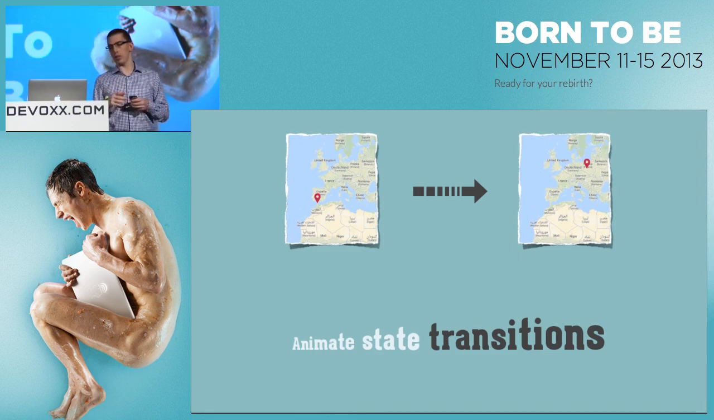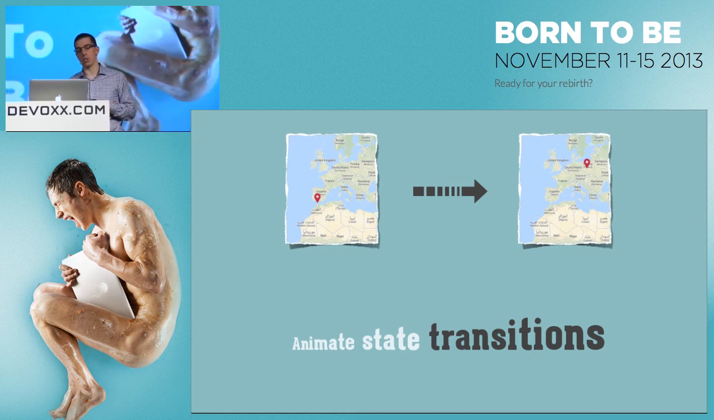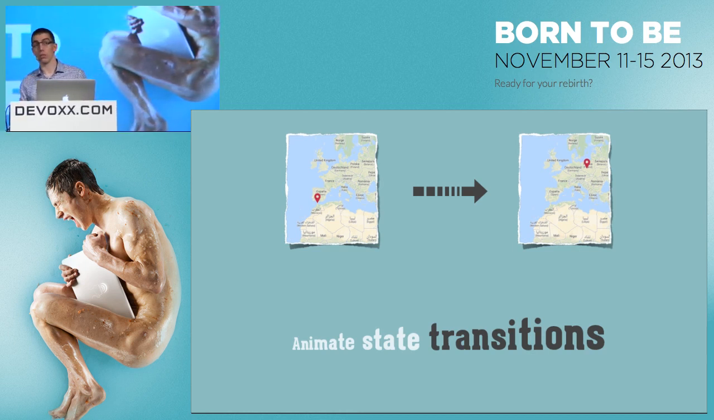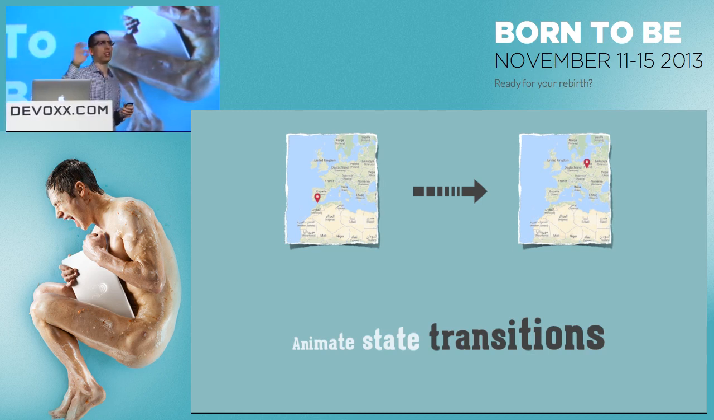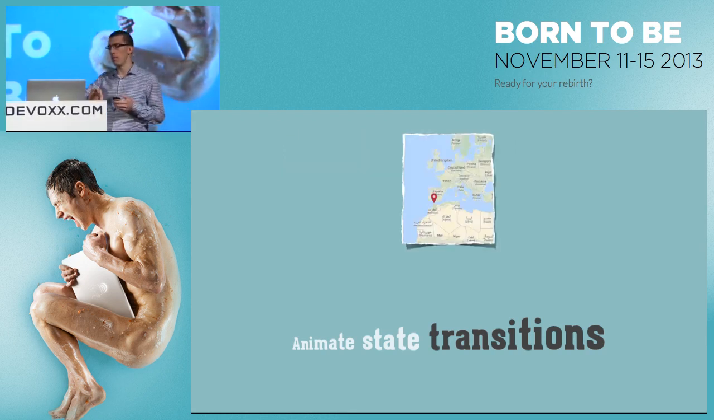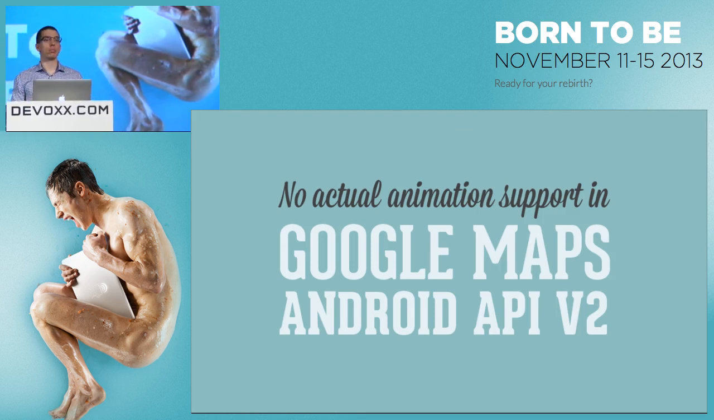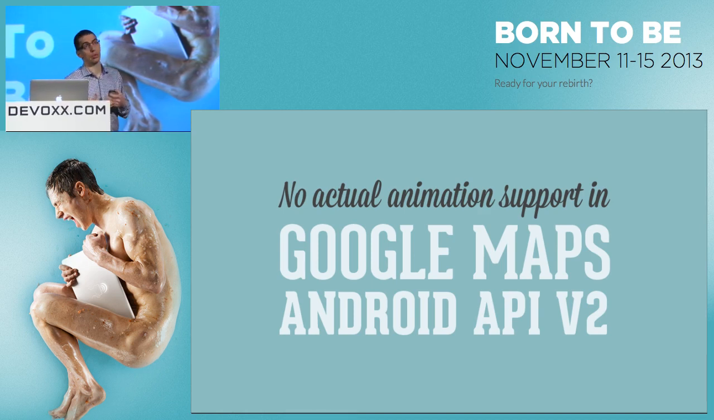And another interesting thing is to animate changes. Instead of going from the screen on the left to the screen on the right with no transition at all, it's probably better to animate changes. Like this, for instance, you're moving the marker along a path on the map. Well, this is actually not provided by Google Maps Android API version 2 because there is no actual support for animation in the framework, so you have to do it on your own.